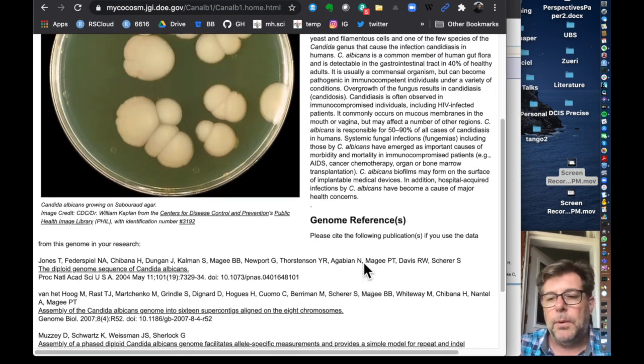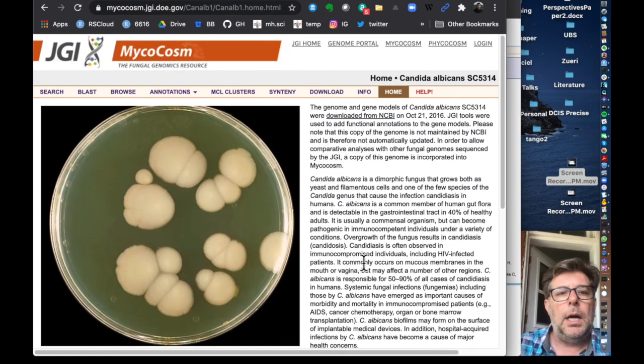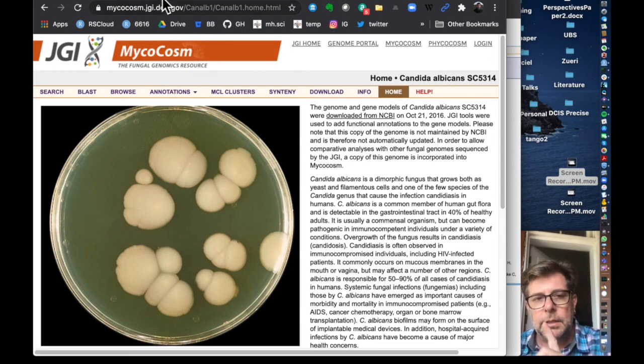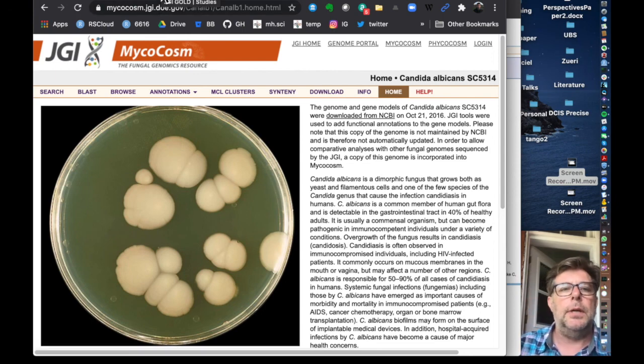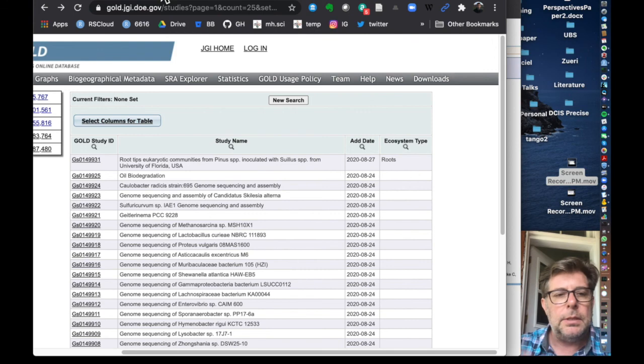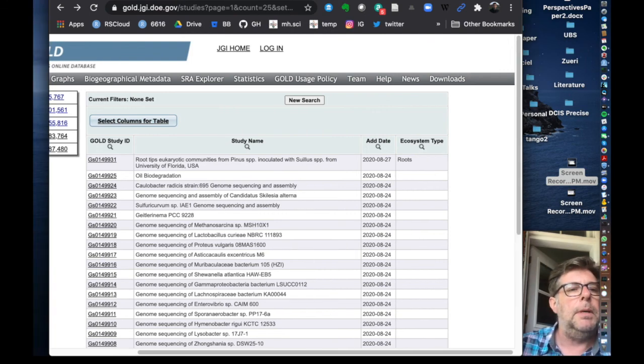So why is that important? Well, now we can do analysis. JGI brings all the fungal data together in one spot, so we can do nice analysis across fungi, not just in one specific organism like Saccharomyces cerevisiae. So that's the first thing about JGI that's interesting: it supports not just one organism, but many.